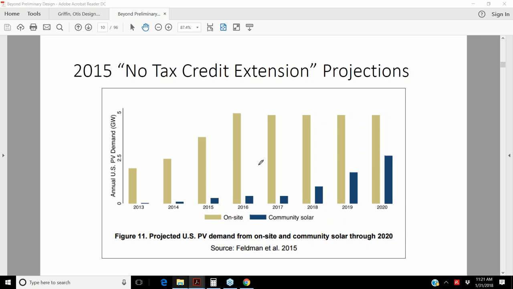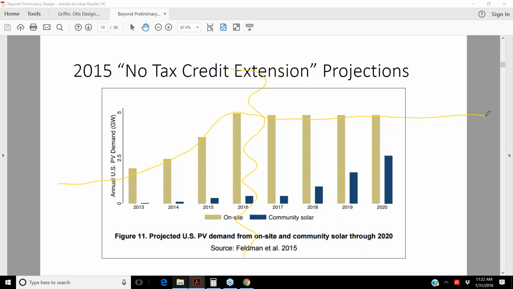But if we go back a few years into 2015, what happened in 2015 is the tax credit for solar was originally set to expire. And I actually think it was set to expire at the end of 2016. So if it's 2015 and you think the tax credit is going to expire at the end of 2016, and you had to guess at what's going to happen to the solar market, what the studies were suggesting is that on-site solar was going to level off if the tax credit went away, and that you would have to have these economies of scale to get more solar growth out of the ground.